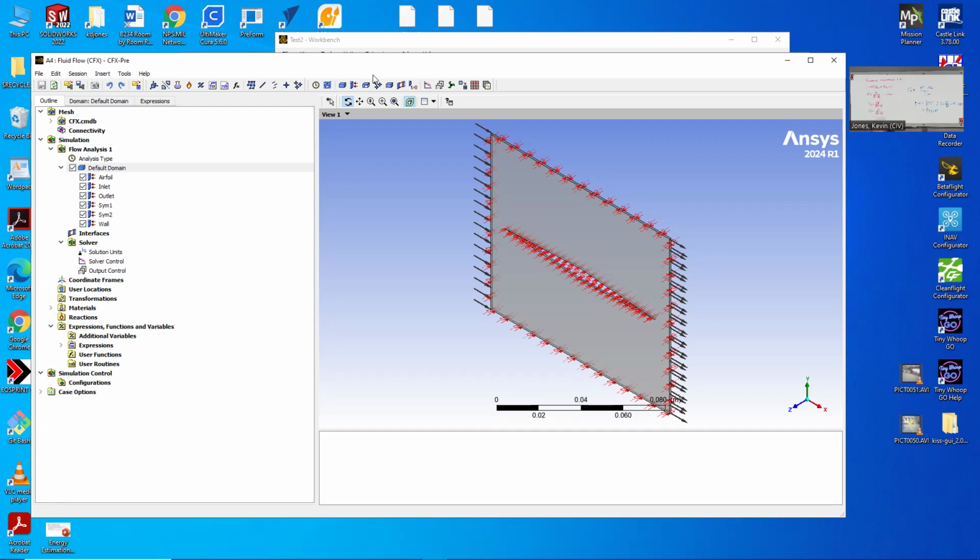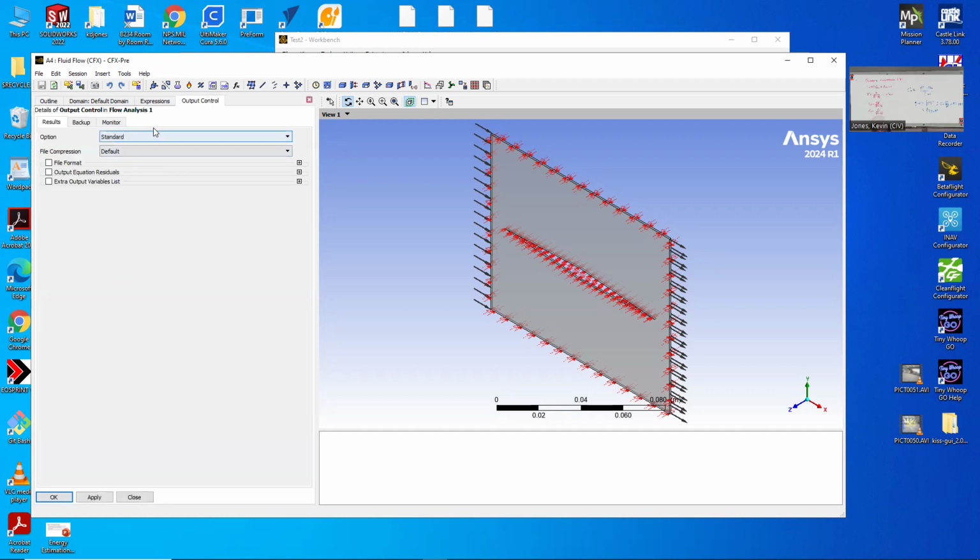All right, let's see. So what else do we have to do here? We've got all the boundary conditions. We've got our flow set up. We're almost there. Let's add some output so we can actually see what's going on with those pressures on the surfaces.